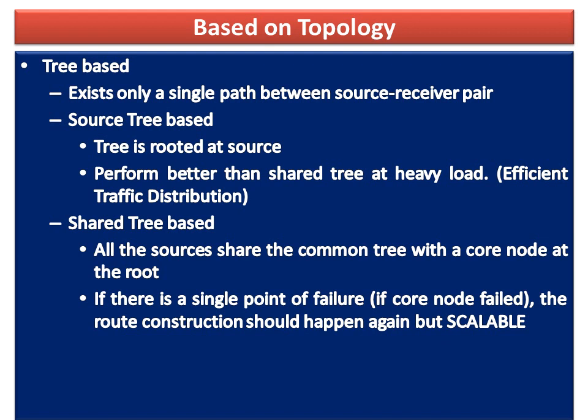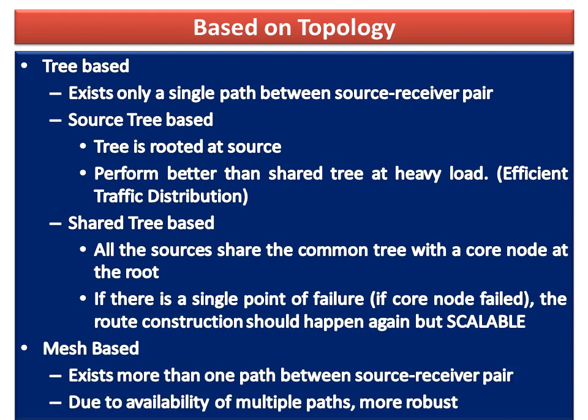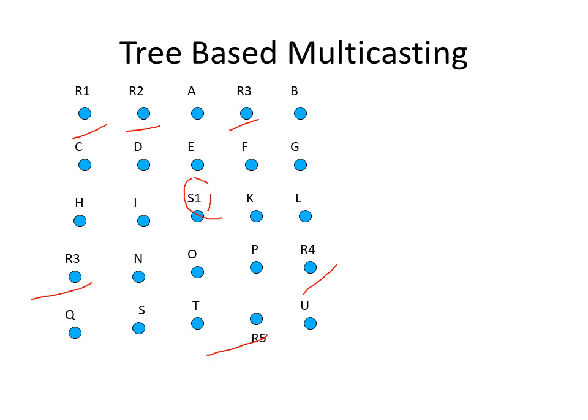If the core node fails, however, that's going to become a problem. You'll have to start reconstructing it. But this is quite a scalable approach compared to a lot of trees that you try to create with respect to every source. Another classification is the mesh based, where between source and receiver you have more than one path. Due to the availability of multiple paths, you are addressing the robustness of the design. So let's look at tree based multicast.